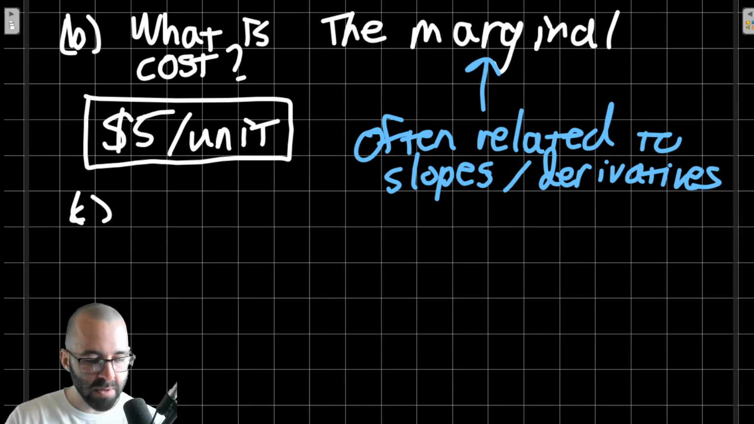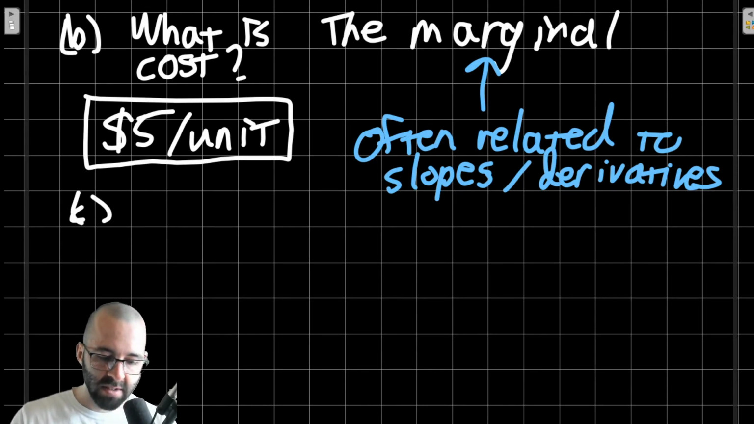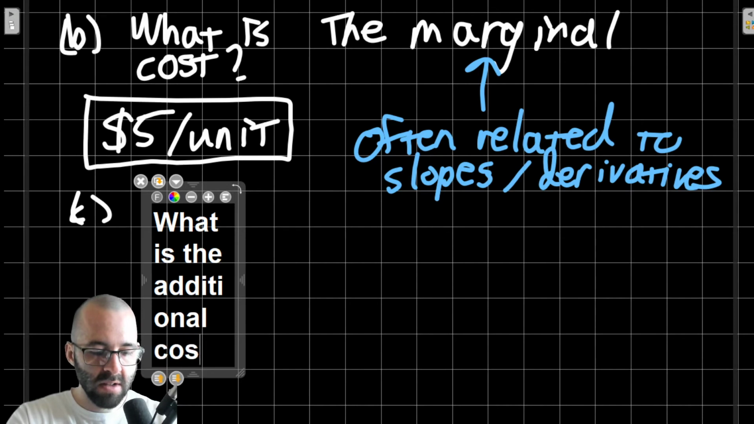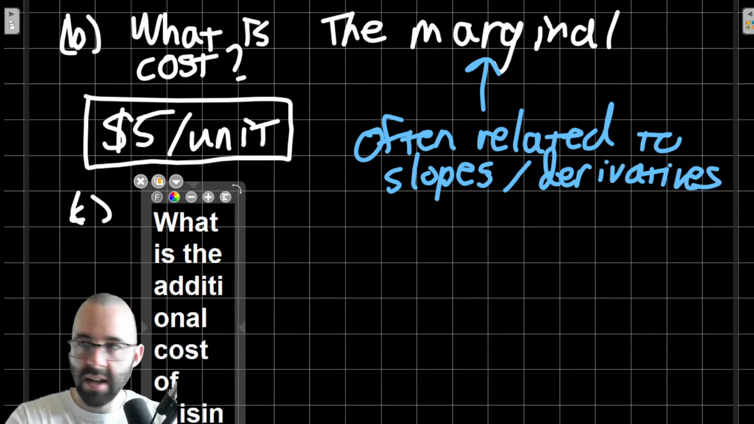Last part for this example is, what is the cost? Here, we'll type this one out. It's a little longer. What is the additional cost of raising daily production?